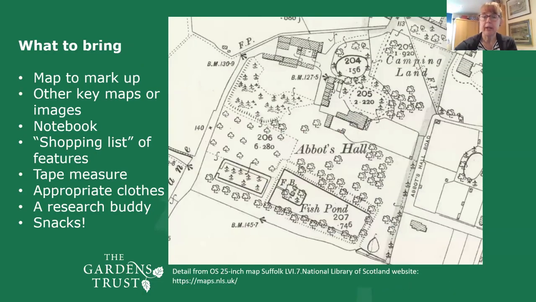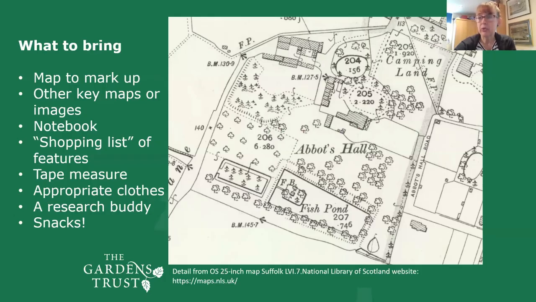So, what do you need to bring? Well, the first major thing you need is as large a scale map as you can find, like this one I've got up here of Abbots Hall. Put this on a clipboard and also bring a large clear plastic bag to put over it in case it starts to rain. So as I said, print this out as large as you can. If you only have access to an A4 printer, blow it up and print it out on several pieces of paper and then join them together.